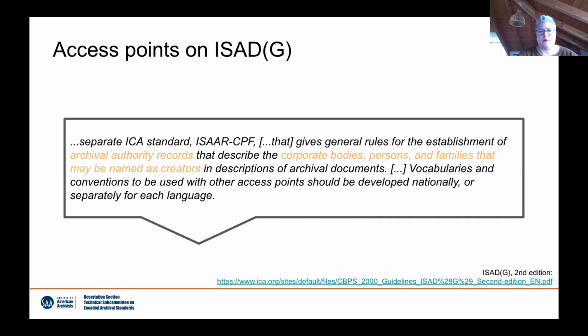ISAD(G) also then points to a second standard by the International Council on Archives, EAC-CPF, and that's a standard used for describing corporate bodies, persons, and families that may be named as creators in the archival descriptions. And essentially, EAC-CPF is seen as a set of general rules to establish archival authority records, which is also the reason why ISAD(G) doesn't go any further into detail in this regard.